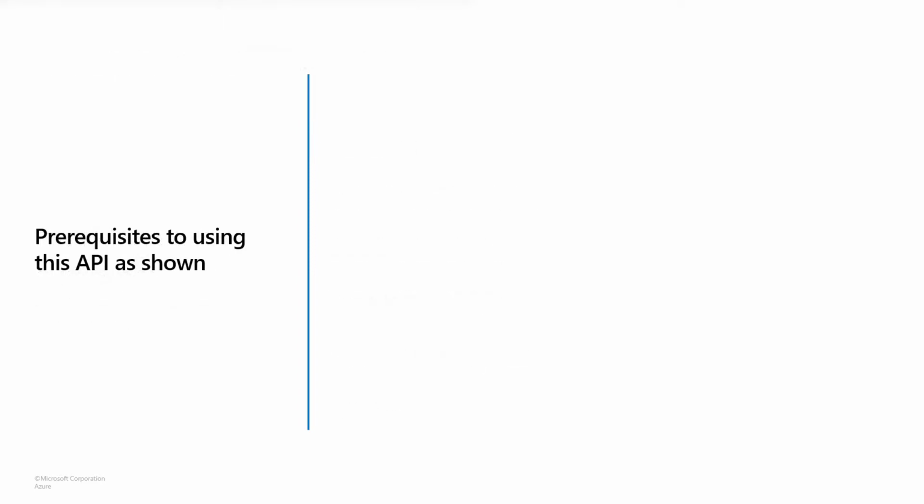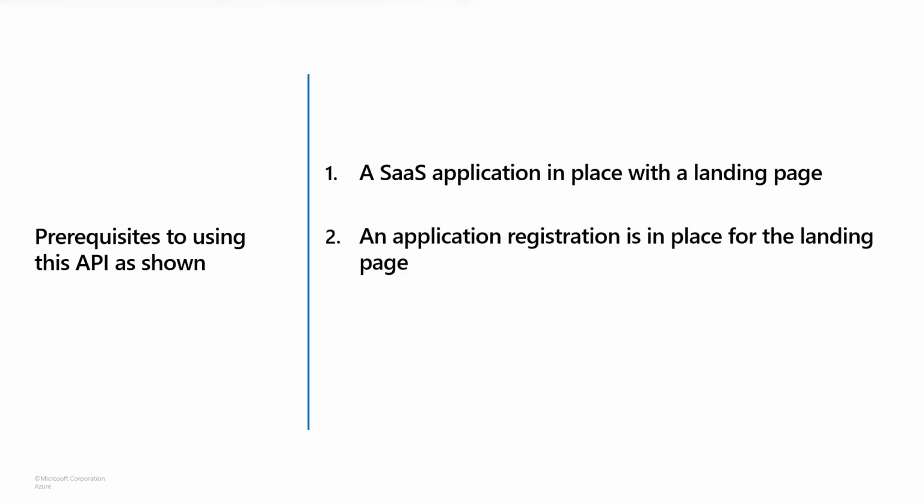Now there are a few things that we need to have in place in order to use this API as we'll be showing it. First of all, you have to have a SaaS application already installed, and it has to have a landing page associated with it. If you're not familiar with this, there are other videos in this series that talk about installing a SaaS application. Might be a good thing to take a look at as well.